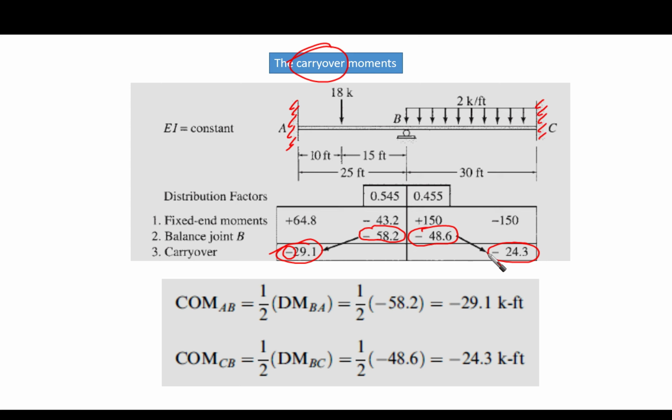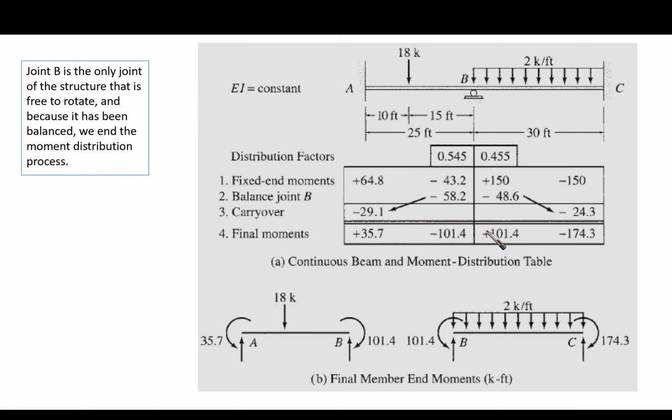Okay, so it is half of it, which is minus 24.3. So this is the carryover. Okay, this is the carryover. After multiplying this by half, it gives us minus 29, and after multiplying by half, it gives us minus 24.3. And then we're going to end up with this, that joint B is the only joint, as we said, in the structure that is free to rotate.